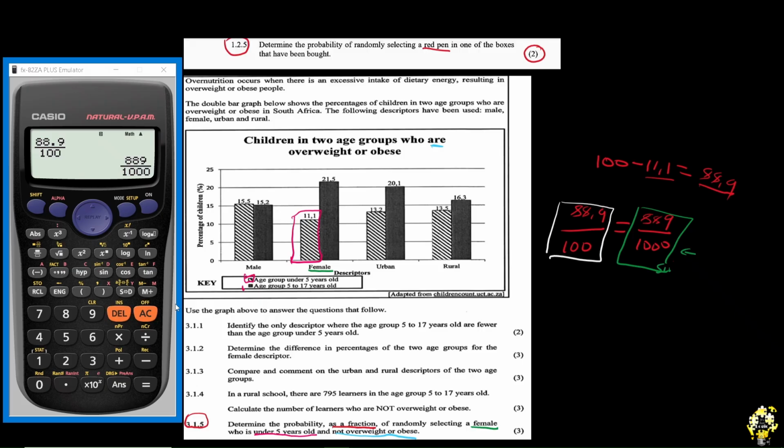This one becomes a simplified fraction. Always when your question says that you should write your probability as a fraction, make sure that you put that fraction in your calculator, and the answer that comes out as another fraction is the simplified fraction. This is what I mean.